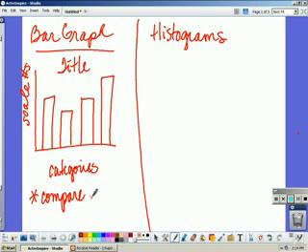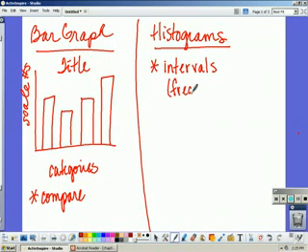Now, histograms, on the other hand. We use histograms when we have intervals. Histograms, we graph intervals. What was it that we did where we had to find intervals? We had to create intervals. What was that? The frequency tables dealt with intervals. Intervals come from frequency tables.